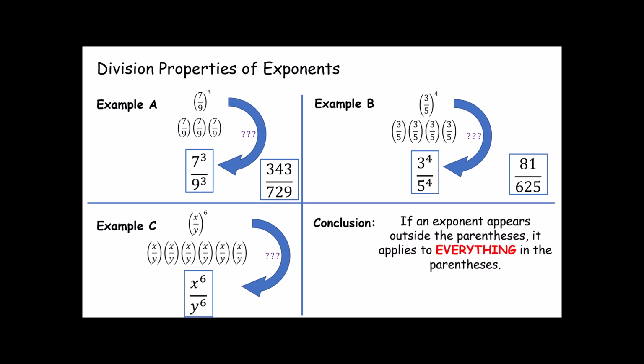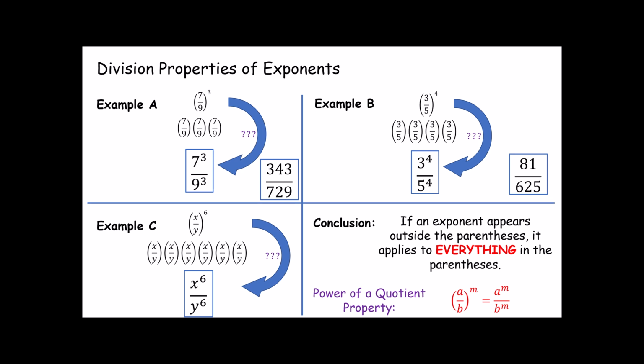Hopefully you see it at this point, because in each case, if an exponent appears outside the parentheses, it applies to everything in the parentheses. So when I cube this, I've got to cube both the numerator and the denominator. When I do this to the 4th power, I've got to put the 3 to the 4th and the 5 to the 4th. And when I do this to the 6th, I have to take x to the 6th and y to the 6th. In fancy math terms, we call this the power of a quotient property, which basically says the same thing. If you have a fraction in your parentheses and an exponent on the outside, just make sure you give that exponent to the numerator and the denominator.